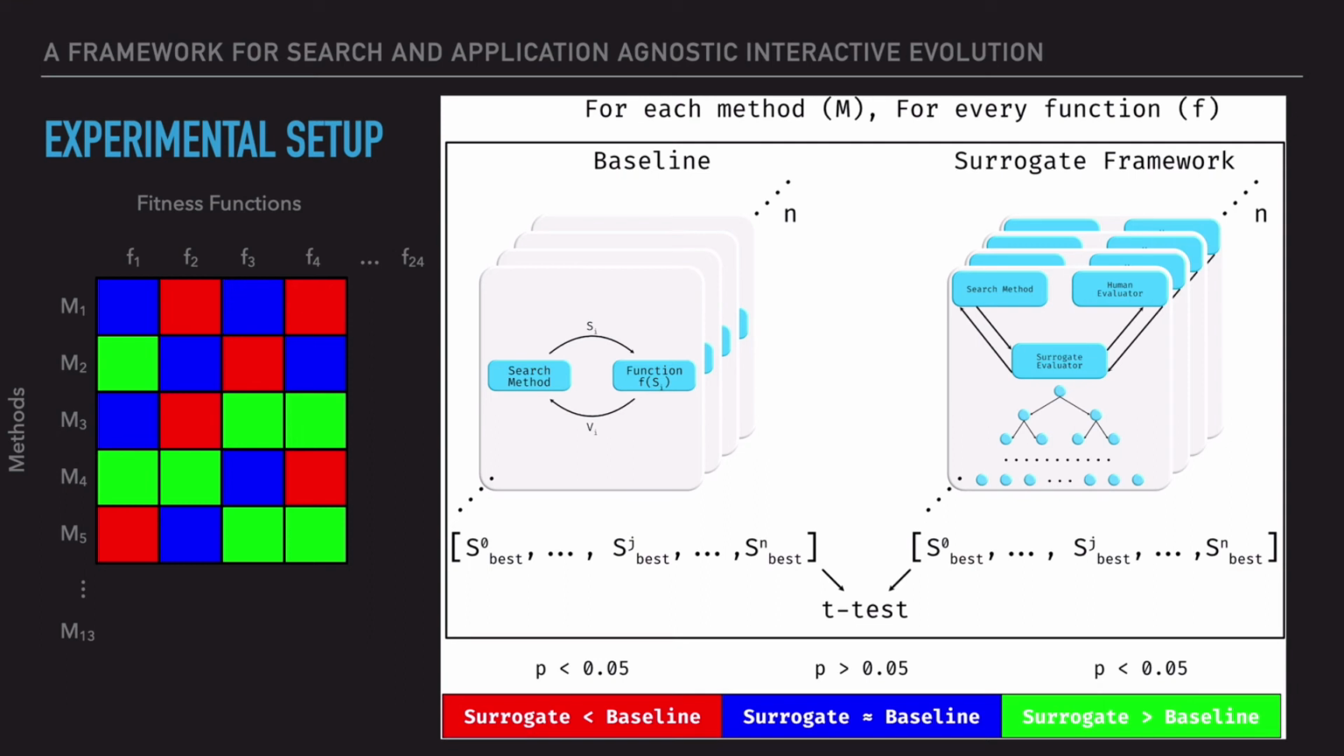So to test the effectiveness of our framework, we create a table where each column is represented by one of the 24 non-subjective benchmark functions. Each row is represented by one of the 13 optimization methods. In each of these cells, we compare the fitness achieved under our framework against that of the standard evolutionary setup over n equals 120 trials. We then compare the results with the Welch's t-test and adjust for multiple comparisons. Each cell of the table is filled red if our framework performs significantly worse, blue if there was no significant difference between the two, green if our framework performs significantly better. In the most ideal case, all the cells would be either blue or green.